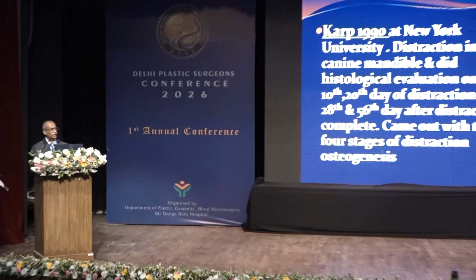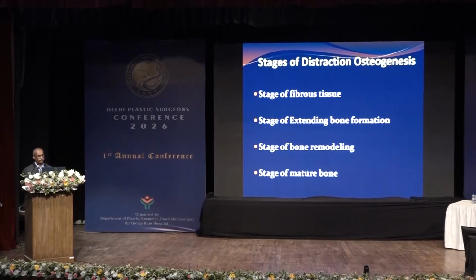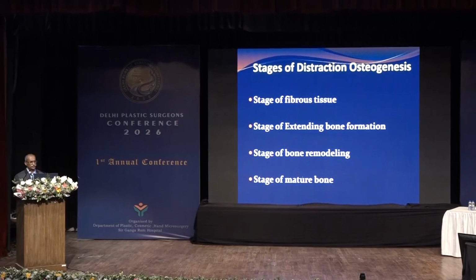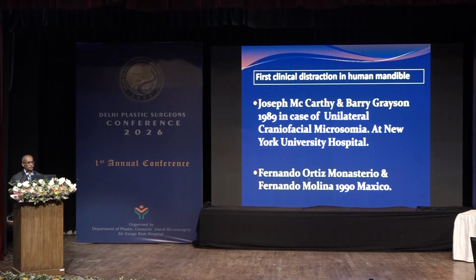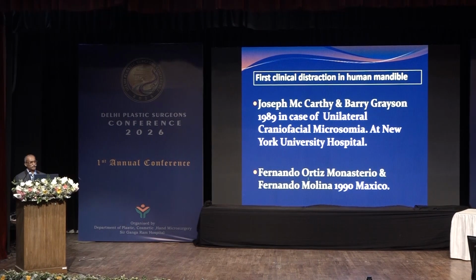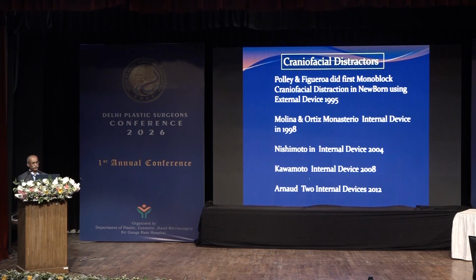Karp in 1990 did biopsies at multiple times, and he described 4 stages: the stage of fibrous tissue, the stage of extending bone formation, bone remodeling, and mature bone formation. Joseph McCarthy in 1989 did the first case of a unilateral craniofacial microsomia, and Ortiz Monasterio and Fernando Molina in 1990 in Mexico. Many distractors have progressed over the period of time.